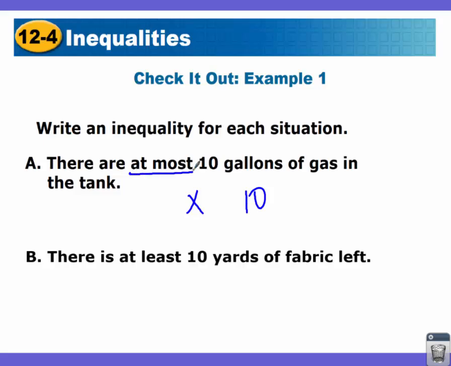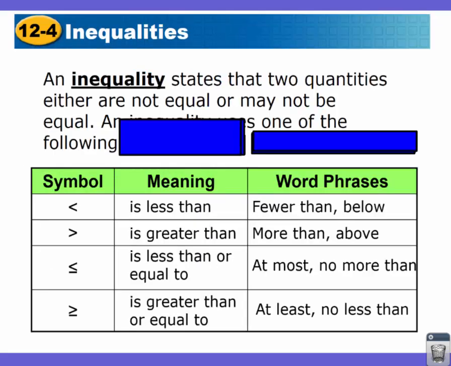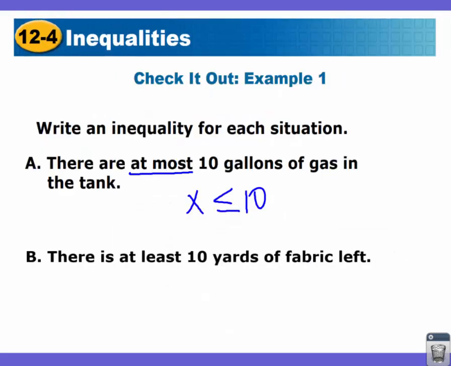So that means our top number is 10, at most 10 gallons. So we can't have more than 10. So this would be is less than or equal to. Okay, and again, if we were to go back to our phrases, at most means less than or equal to. Okay, B, there is at least 10 yards of fabric.